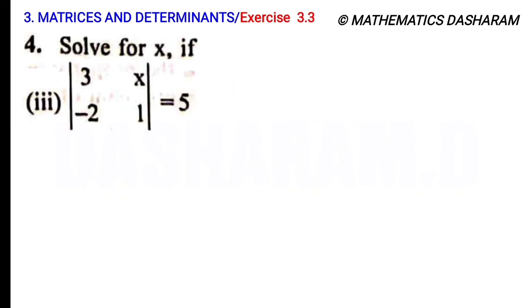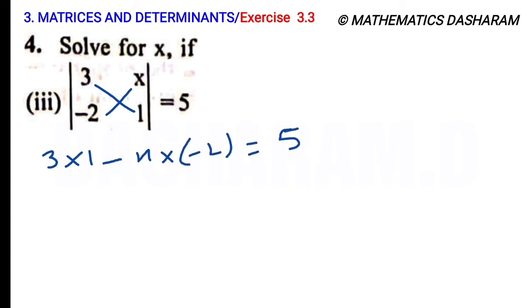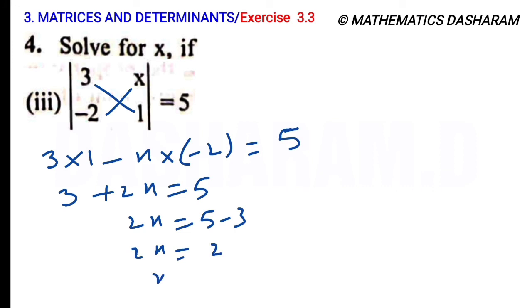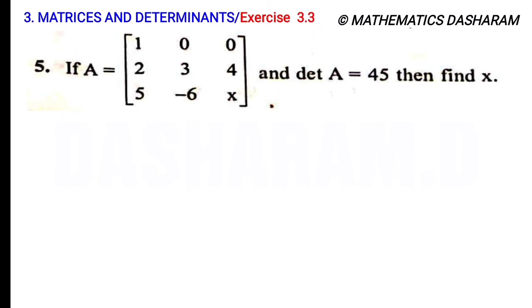Next, third problem: here the determinant value given is 5. It is a 2 by 2 matrix, so 3 into 1 minus x into minus 2, it is equal to 5. 3 into 1 is 3, and minus into minus is plus 2x, equals 5. So 2x equals 5 minus 3, 2x equals 2, x equals 2 by 2, so it is equal to 1. Fifth question: if A is a 3 by 3 matrix given, then the determinant of A value is also given, that is 45, then what is the x value?